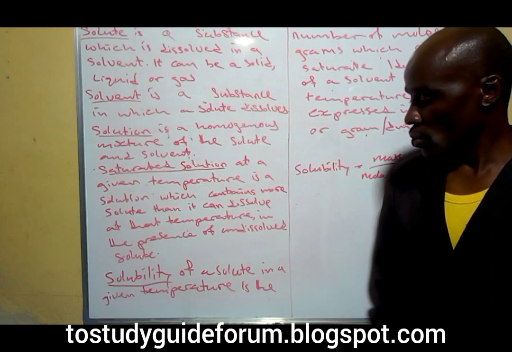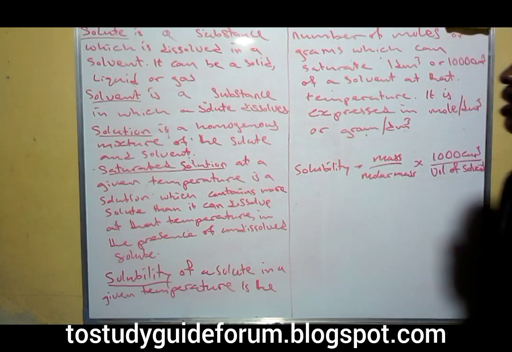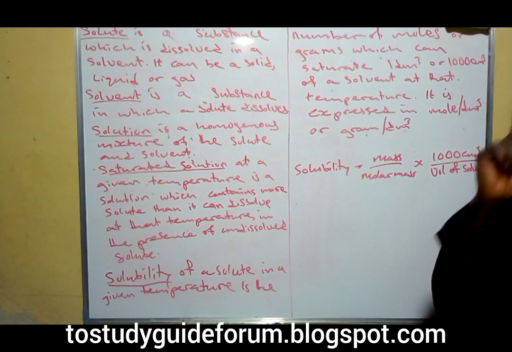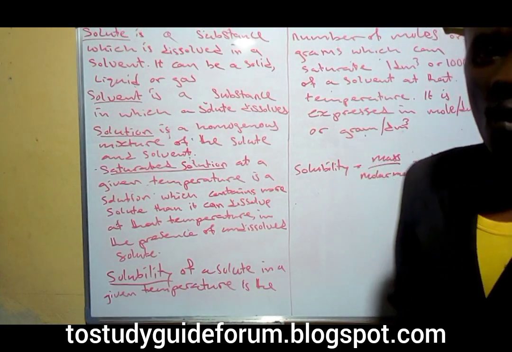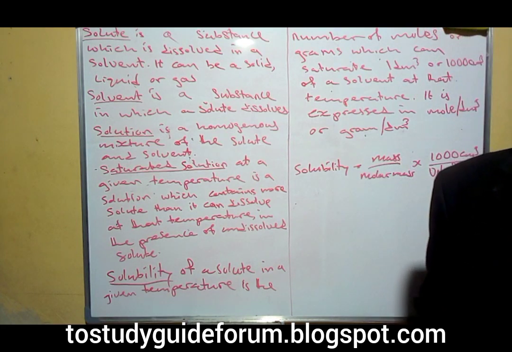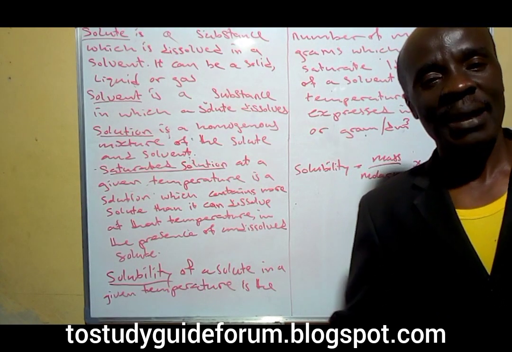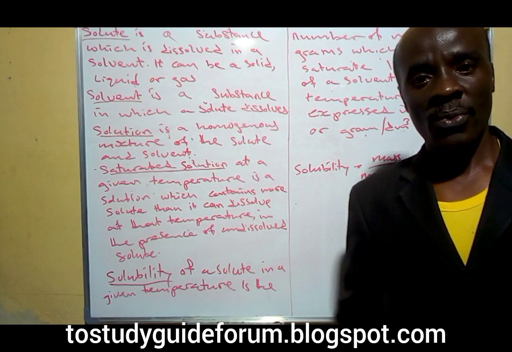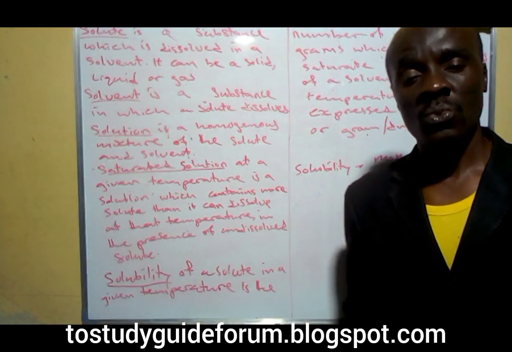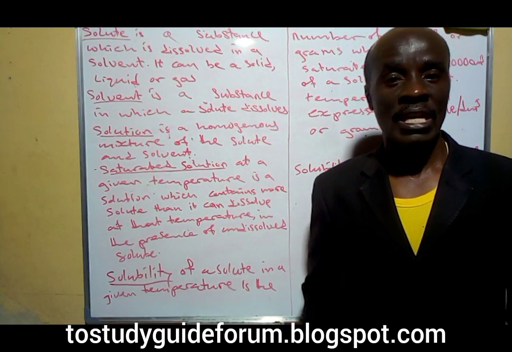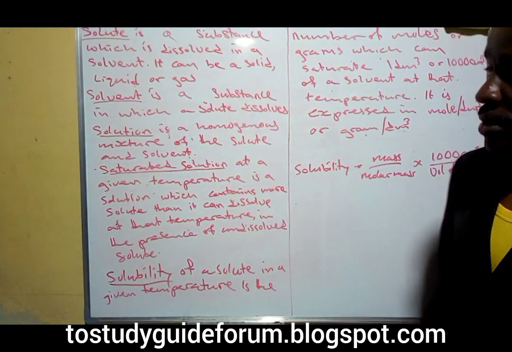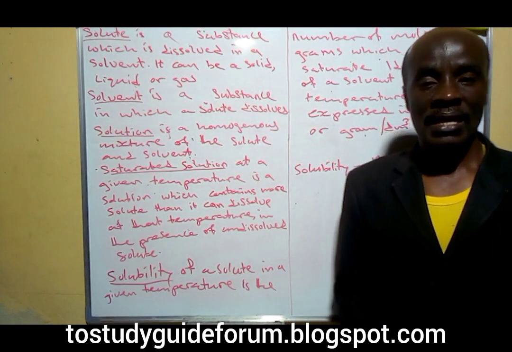Solubility of a solute at a given temperature is the number of moles or grams that can saturate 1 dm cube, or 1000 cm cube, of the solvent at that given temperature. It is always expressed in mole per dm cube, and in some cases also in gram per dm cube. Mole per dm cube or gram per dm cube, because in some calculations they will ask you to calculate the mass of substance required to form a saturated solution of a particular substance, as the case may be, or in moles.